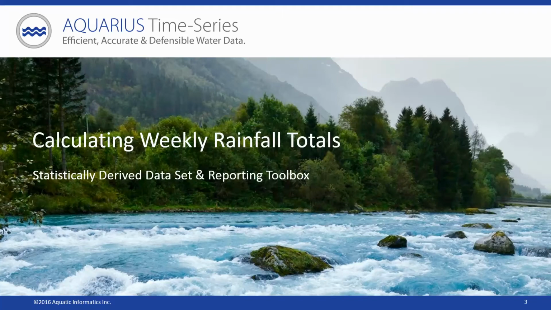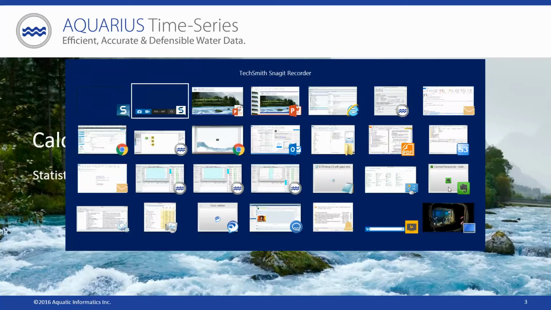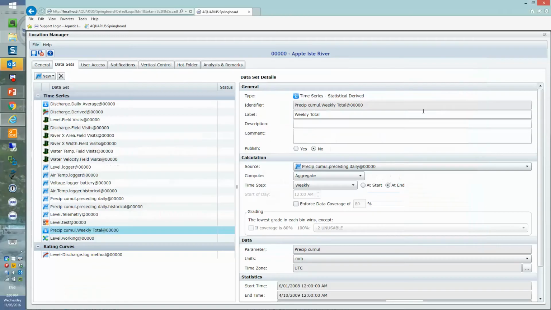There are two simple ways to calculate weekly rainfall totals in Aquarius time series. One's using a statistically derived dataset, and the other's with reporting toolbox. So we'll just shoot over to Springboard here and open up the location in Location Manager, navigate to the datasets.